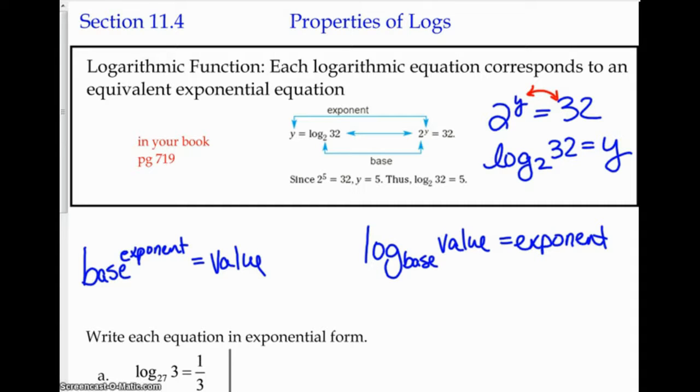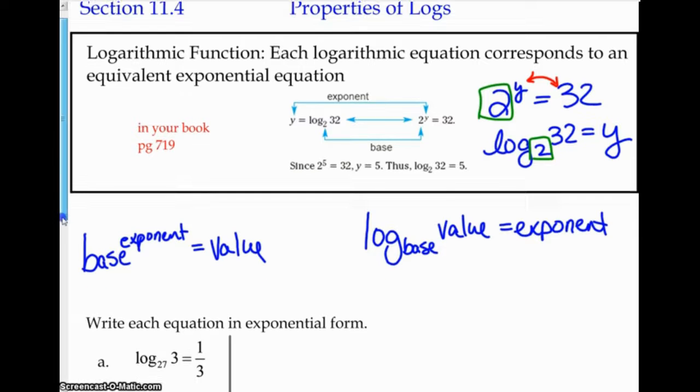So what we're doing is switching around the two values on either side of our equal sign, and then we always have a base. Whether it's the base of an exponent or the base of the log, the base is the base. So the base doesn't change. We always keep the base a base. What changes is whether you're taking the log of something, or whether it becomes an exponent, or what it's set equal to.